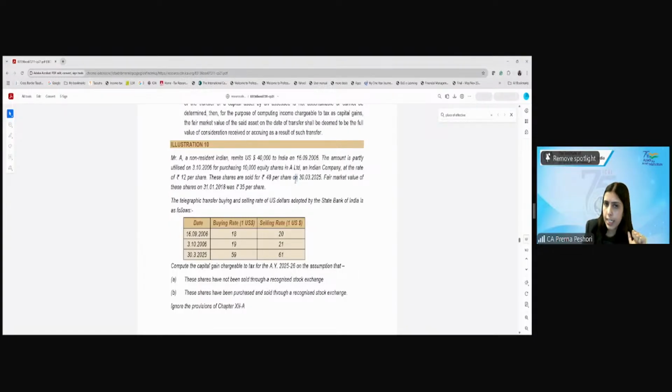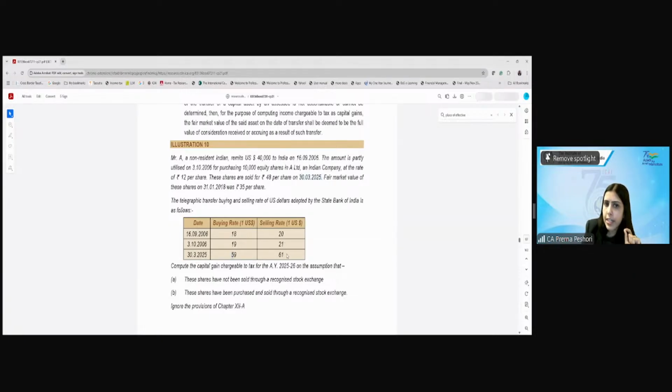10,000. Correct. So what is my sale consideration? 4,80,000. Correct. So now I will not consider 4 lakh 80. I will convert this amount into the US dollar using the TTBR and TTSR average as on the date of transfer. What is the date of transfer? 30th March, right? 30th March.